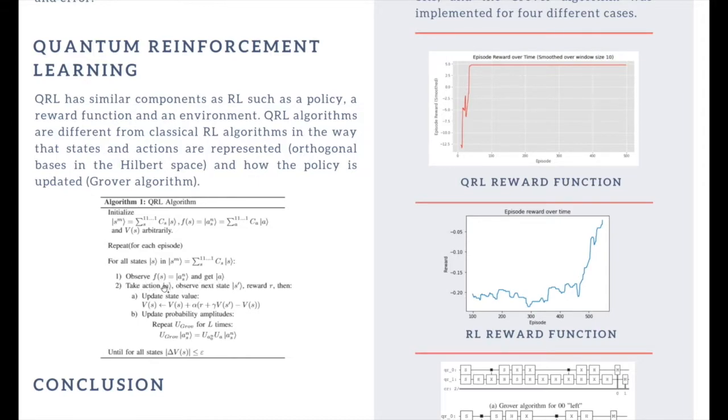Now, with that action, we are going to observe the next state and the reward that we achieved. With those values, we are going to update the value state function, and additionally, we are going to use Grover's algorithm to update the amplitude of the probabilities of the actions of the state, which means that we are going to increase the probability if the reward was as expected or decrease it if it wasn't.